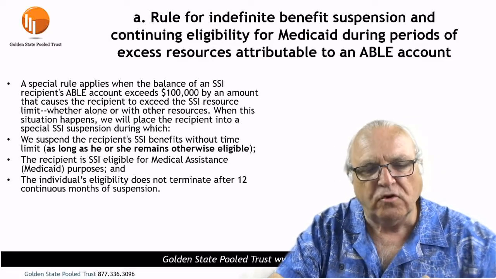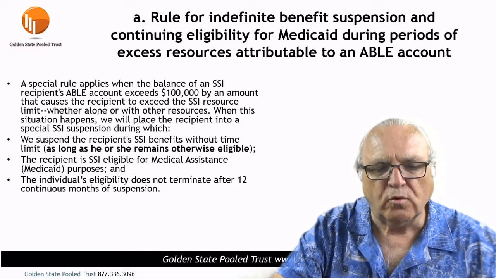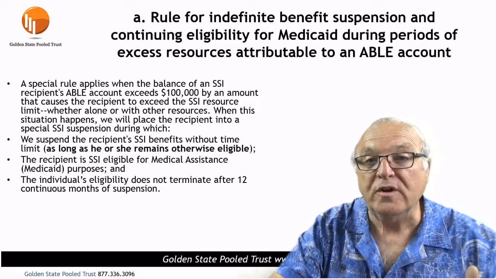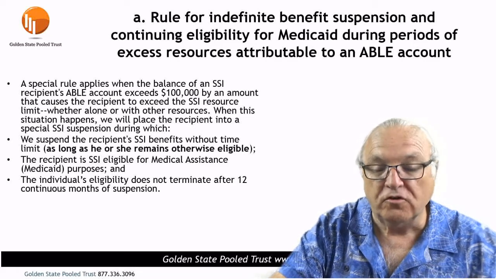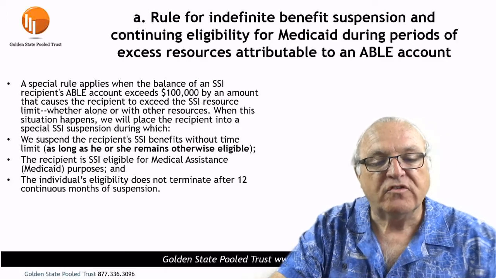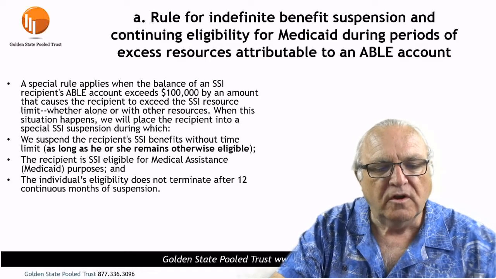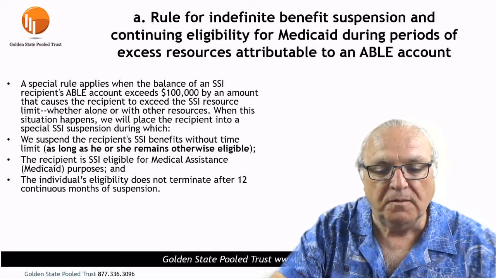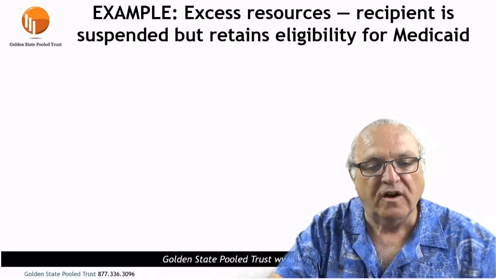in the normal case, if you're getting SSI and you're not eligible, let's say you have a resource problem or something along that line, for more than 12 months, you may have to reapply if you lose your eligibility for more than 12 months. You certainly wouldn't want to do that. So what this is saying is, as long as you're otherwise eligible, you're to reinstate the recipient's regular SSI eligibility for all the months in which the ABLE account balance no longer causes the recipient to exceed the resource limit and he or she is otherwise eligible.